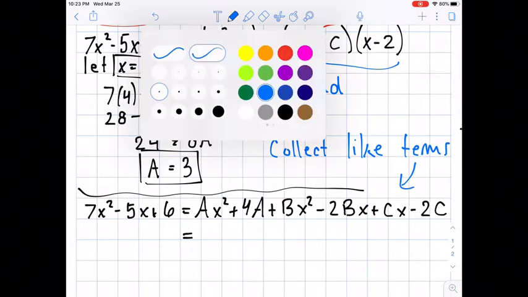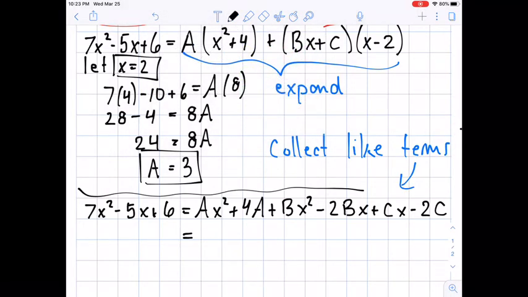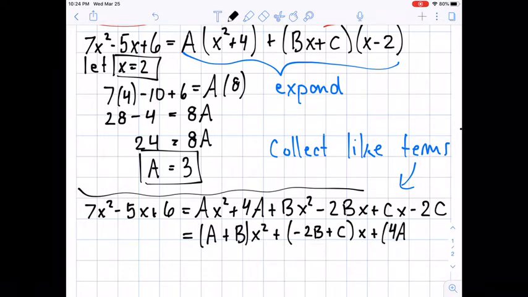So let's take a look. Let's take all the quadratics, put them together. So we have ax squared, we have bx squared, so we have (a plus b)x squared. Then we have the linear terms. All that we have there is (minus 2b plus c) times x, and then that leaves us with the constant terms. We have 4a minus 2c.